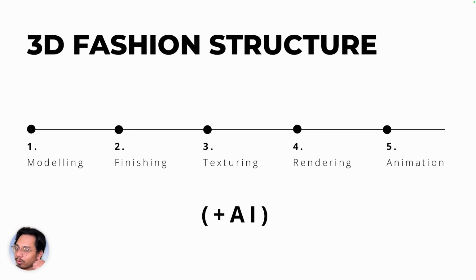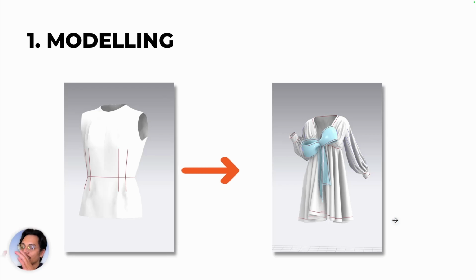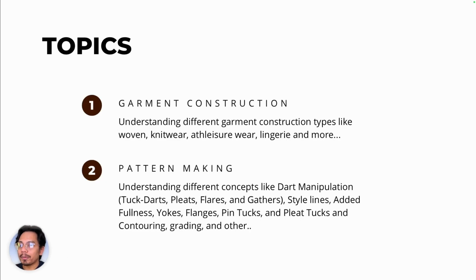Now what is modeling? Modeling is your basic process of converting a shape into your desired shape, for example from basic borders to a dress or something like that. Two topics become really important in modeling. First is garment construction, second is pattern making. Without understanding these two topics well, you cannot complete the modeling well.